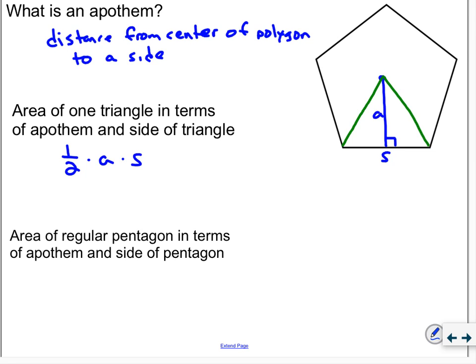But that's not the only triangle we can draw. I can draw in this case 5 triangles. And those triangles will actually be congruent triangles as well. So then the area of my regular pentagon, which has 5 sides, is going to be 1/2 times A times S times 5, and whatever that works out to be.